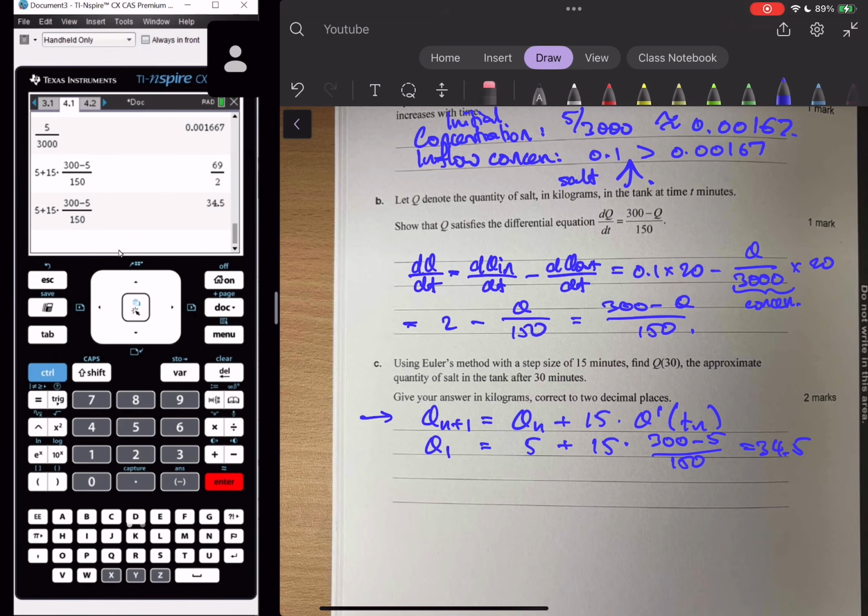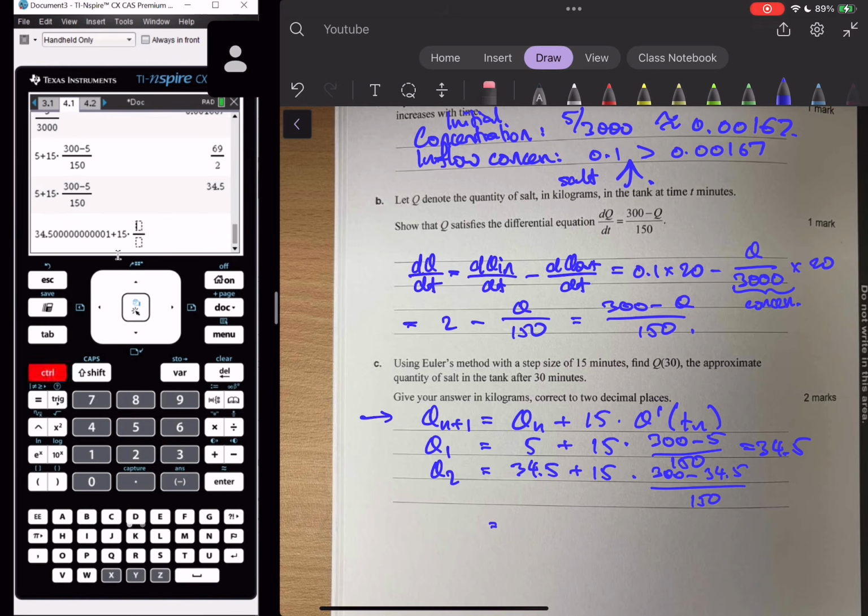And then we have Q2. This is equal to Q1, which we just computed to be 34.5, plus 15 times 300 minus Q1 once again, so 34.5, divided by 150. Let's do the computation again: 34.5 plus 15 times (300 minus 34.5) divided by 150. And this is giving us 61.05.